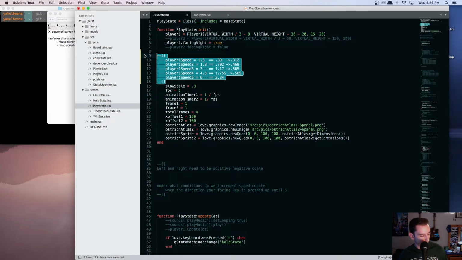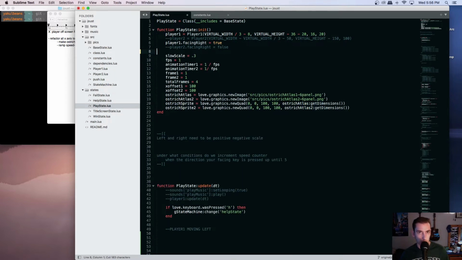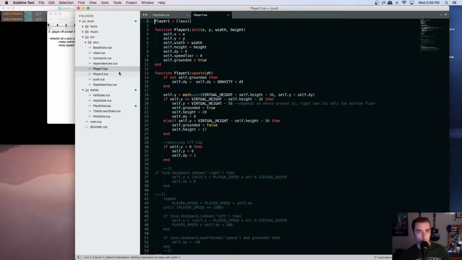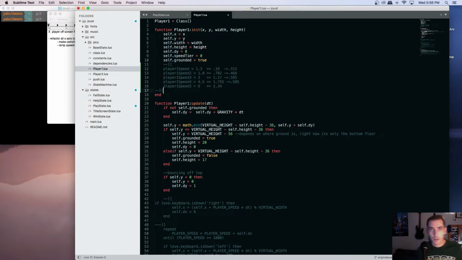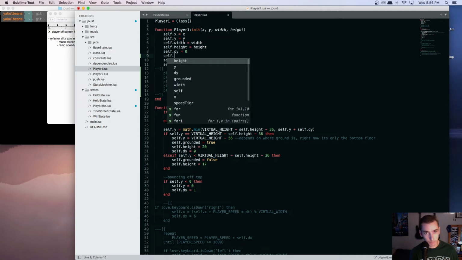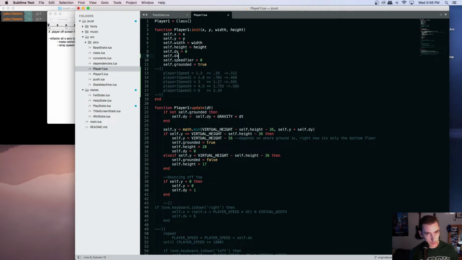So let us go to, yeah, here we go. See, this is where dy is, so it only makes sense. Dx is also here. Initially, we should set its dx to 0, just like its dy.